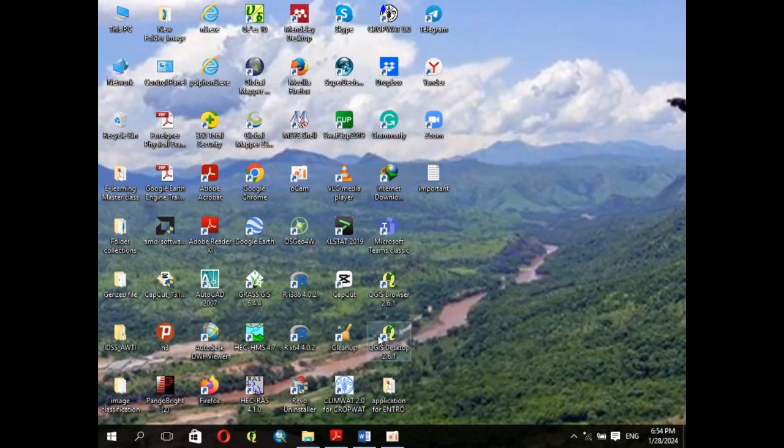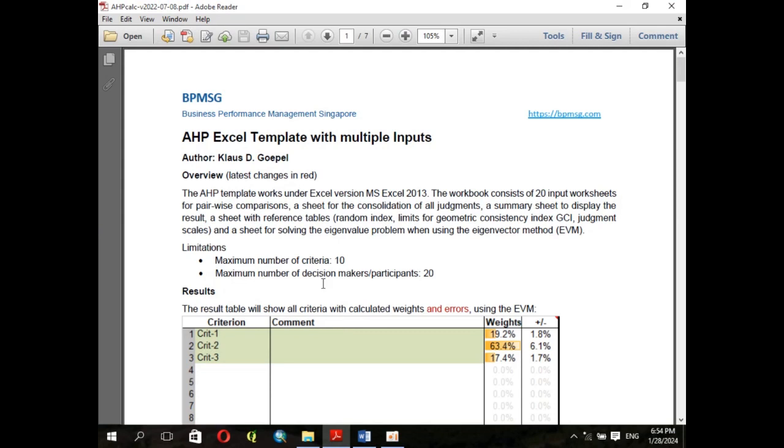Today we will see some information about this analytical hierarchy process, an Excel template or macro that helps us to get weights of different parameters when you are working with different criteria. Okay. Actually, this macro is developed by this Jopel, alright, and this template works under Excel version 2013.